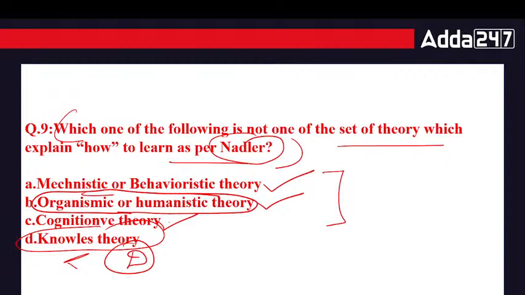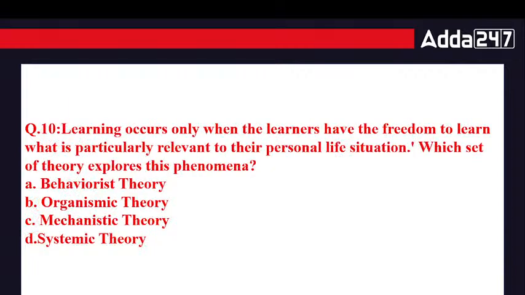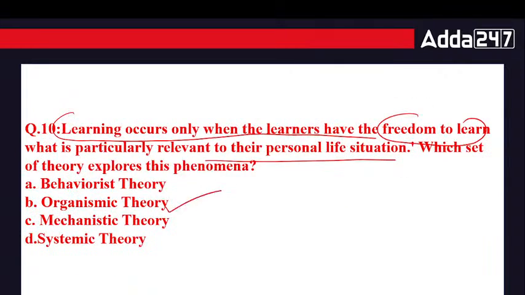So we have the 3 types of theory given by Nadler. So the right answer is D. Now we have the last question, where learning occurs only when the learner has the freedom to learn what is particularly relevant to their personal life situation. Then we are talking about the organismic theory, because in this theory we have the freedom to learn.